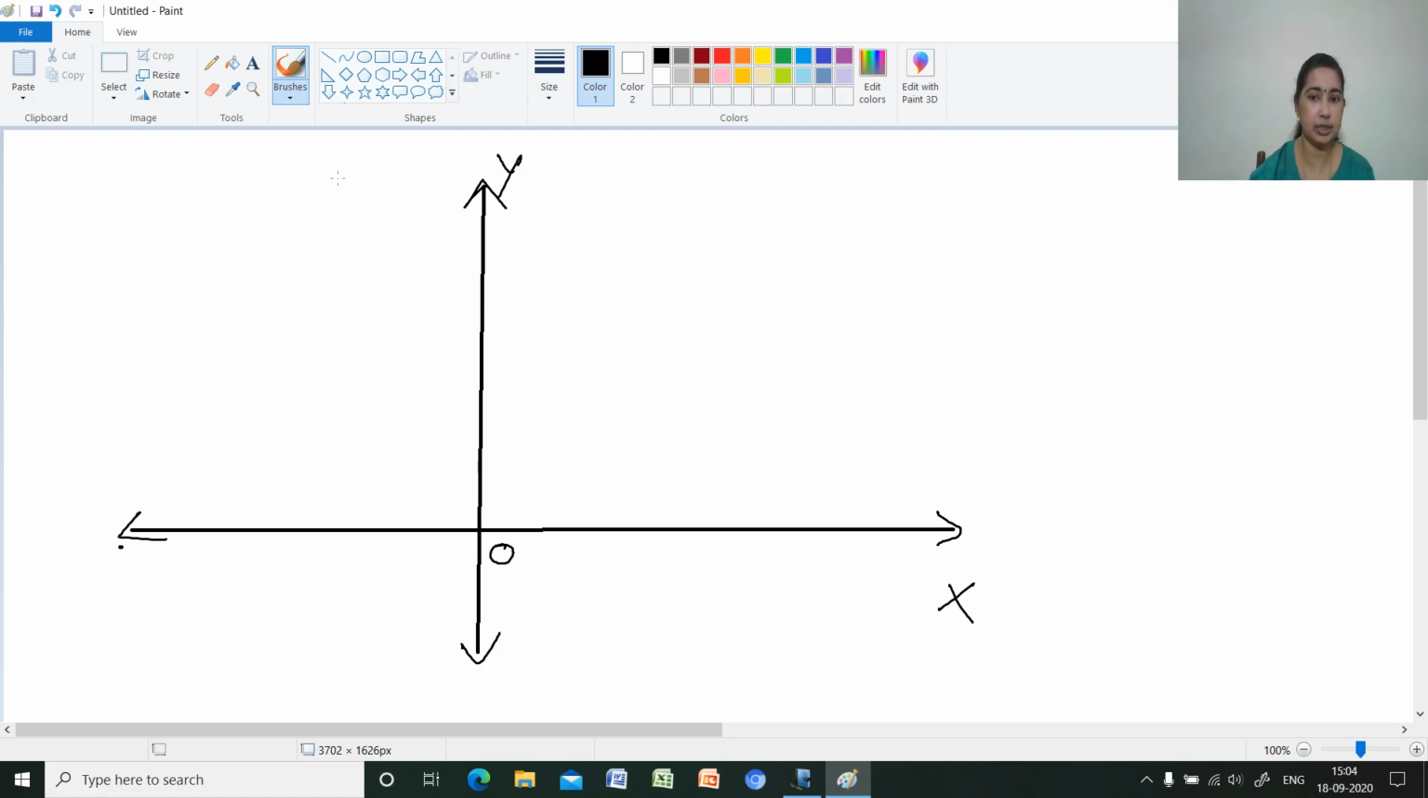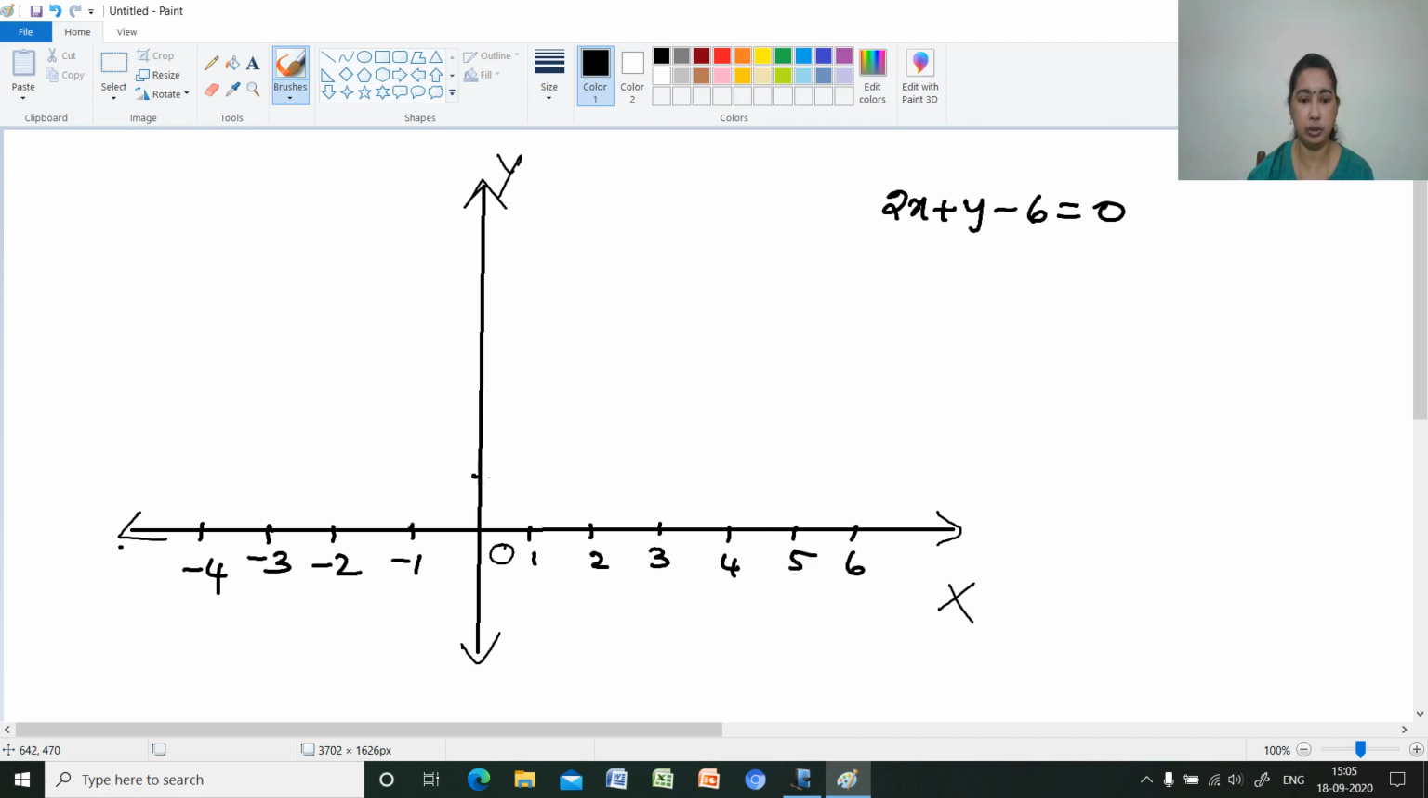Now the first equation is 2x plus y minus 6 equal to 0. We need to find out the values of x and y. Before that, you have to mark the points here. You have to plot the values 1, 2, 3, 4, 5, all 1 unit apart, 6. And this side minus 1, minus 2, minus 3, minus 4. And to the top 1, 2, 3, 4, 5, going on like that to the top, and downwards negative values minus 1, minus 2, etc.